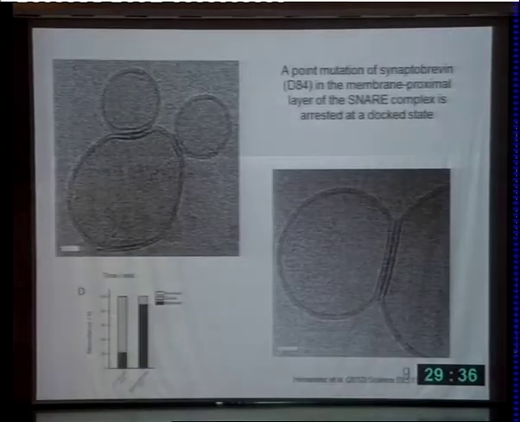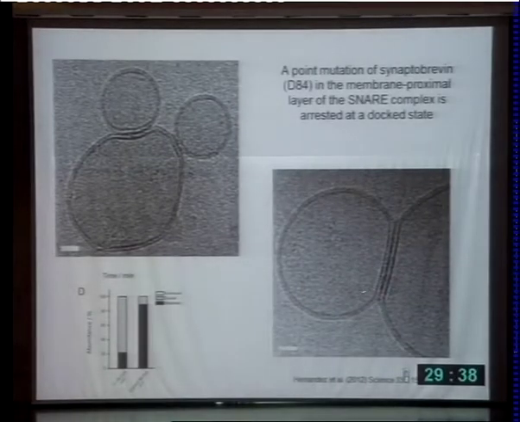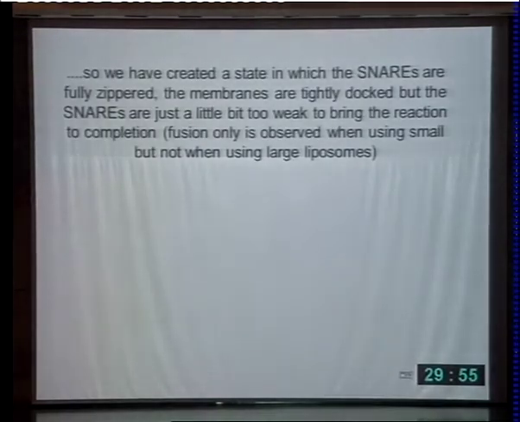And if you look at them in the electron microscope, you see again this kind of intermediate where the membranes are very tightly opposed. Now the snares are fully zippered. There's no peptide here, but they cannot go further. And what we wind up with is an arrested fusion reaction at this very late stage. So I love this Mickey Mouse picture here, by the way. So we have created a state in which the snares are fully zippered, the membranes are tightly docked, but in the large liposomes, they're just a little bit too weak to bring the reaction to completion. So fusion is only observed when using small, but not when using large liposomes.